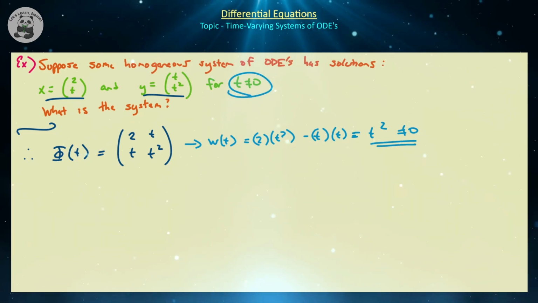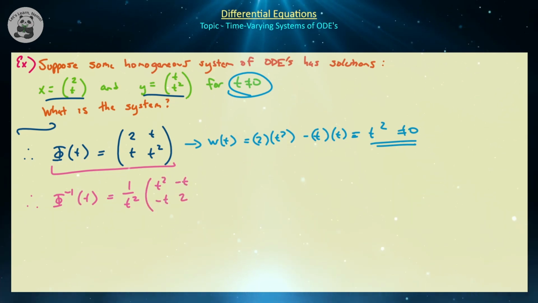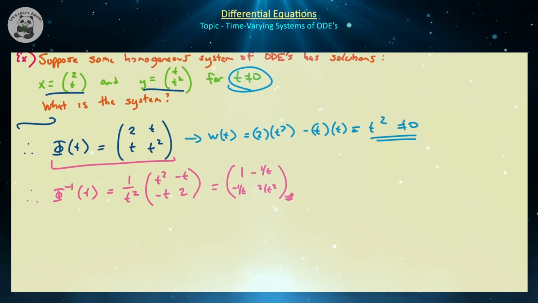So if that is the case, that means this is indeed our fundamental system of two independent solutions, and moreover, the inverse of this matrix does exist. So it's going to be equal to 1 divided by the determinant of that particular matrix. Then we're going to swap our diagonal entries and then negate the other two. So what we're going to have is the corresponding inverse of our fundamental matrix to be 1 over t squared times the matrix t, minus 1, minus t... that is, 1 minus 1 over t, minus 1 over t and 2 over t squared. So that's the inverse of that matrix.